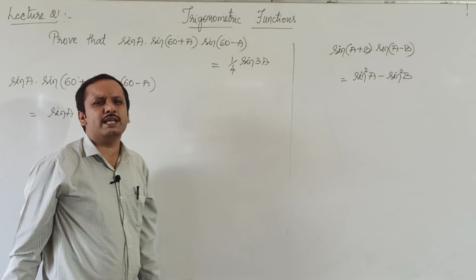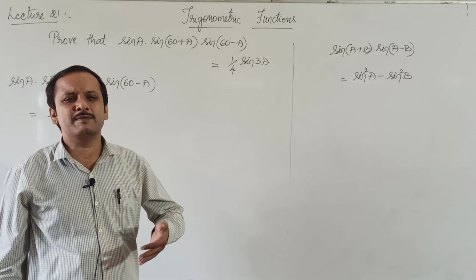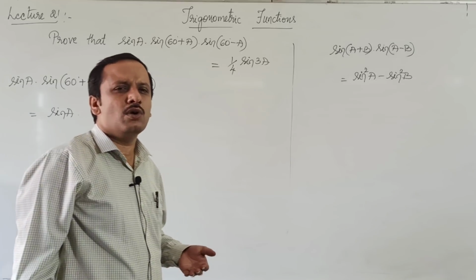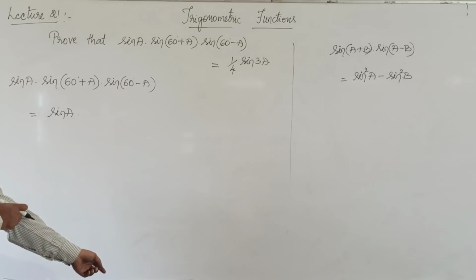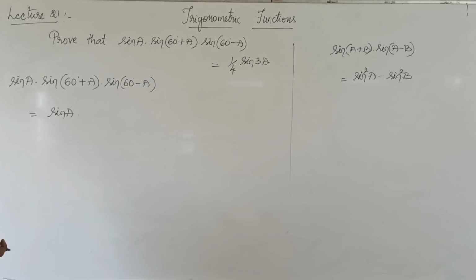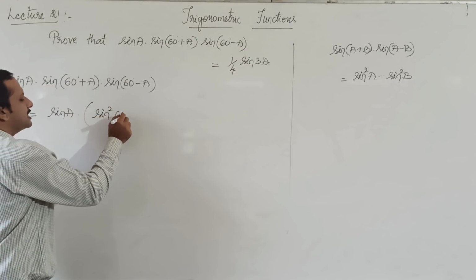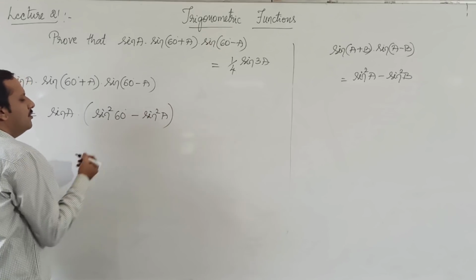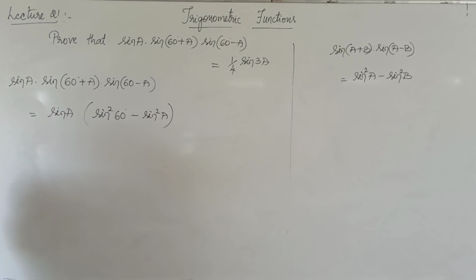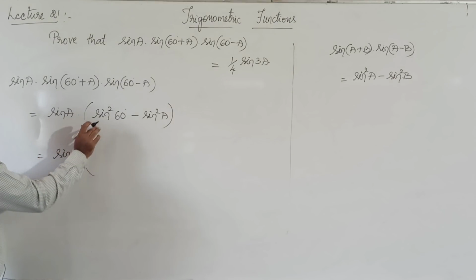Sin(A+B) into sin(A−B) is equal to sin square A minus sin square B, whereas cos(A+B) into cos(A−B) is equal to cos square A minus sin square B. Here sin(A+B) into sin(A−B) is equal to sin square A minus sin square B. You know this formula. So now sin square A is 60 degree here, minus sin square B, in place of B we have A here. That's equal to sin A into sin square 60 degree.